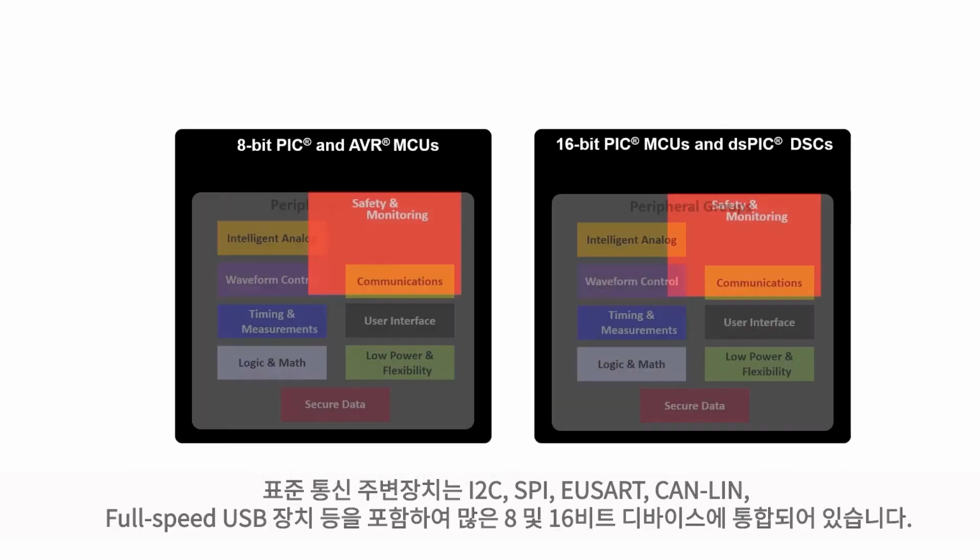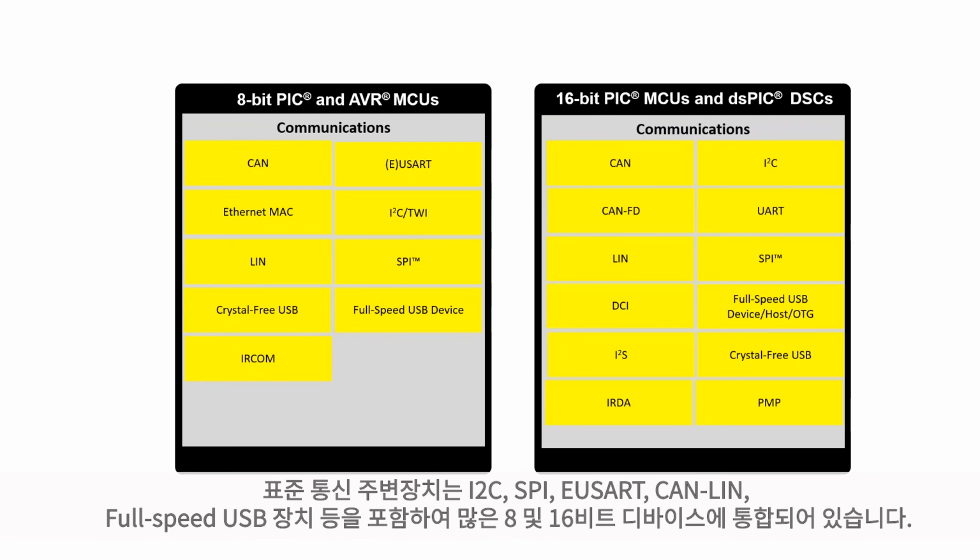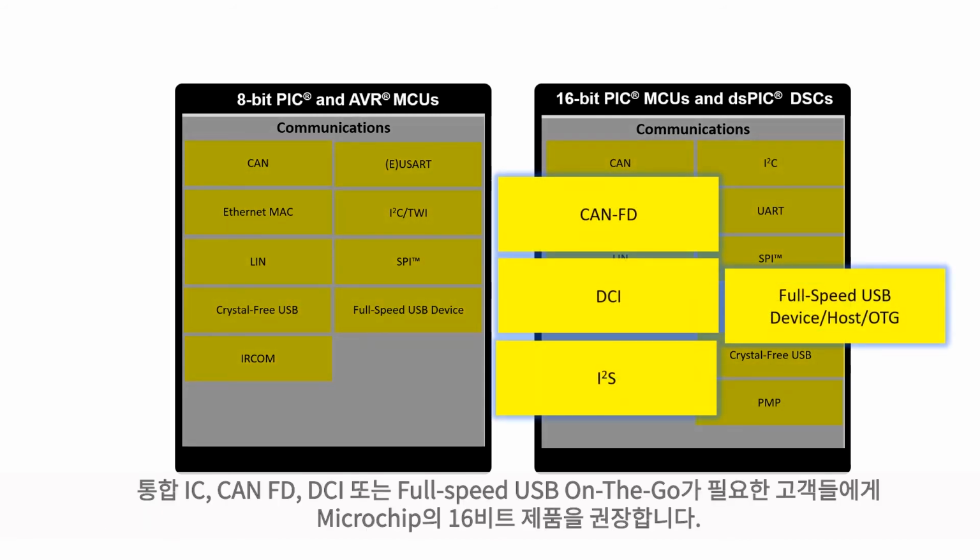Standard communication peripherals are integrated on many 8 and 16-bit devices, including I2C, SPI, USART, CAN, LIN, full-speed USB device, and more. Designers requiring integrated inter-IC sound, CAN-FD, DCI, or full-speed USB on the go will want to take a look at Microchip's 16-bit products.